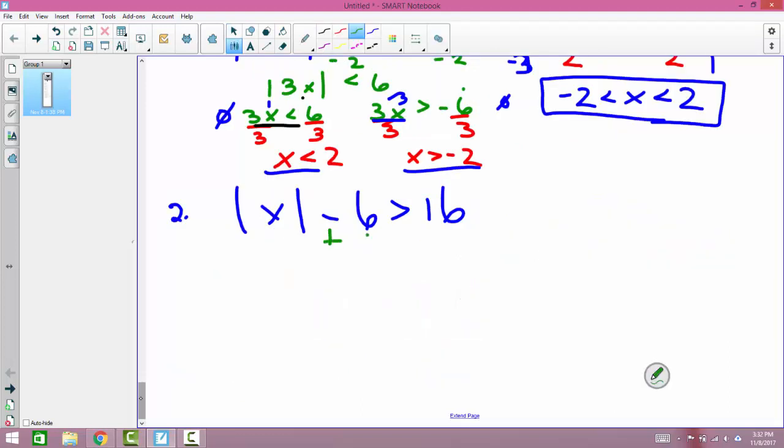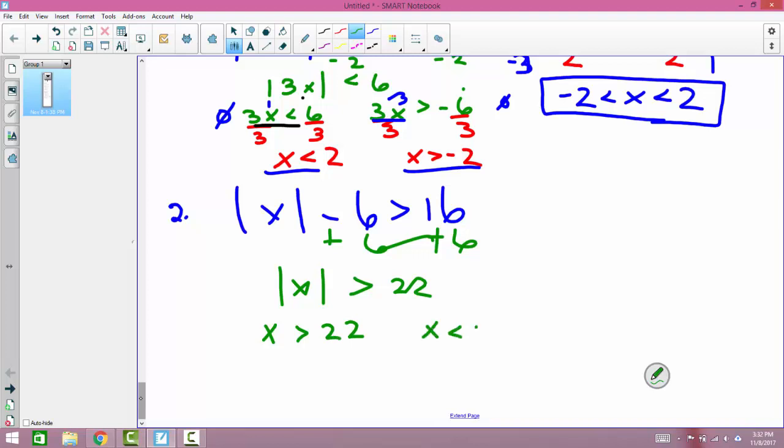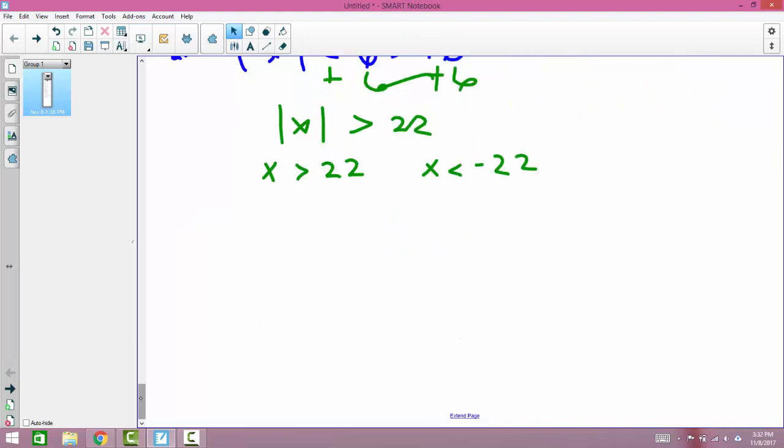In the second one, you should have added 6 first. And then you can take the absolute value with you, or you can just put x is greater than 22 and then also put x is less than negative 22. Remember, you're changing the sign and flipping the inequality.